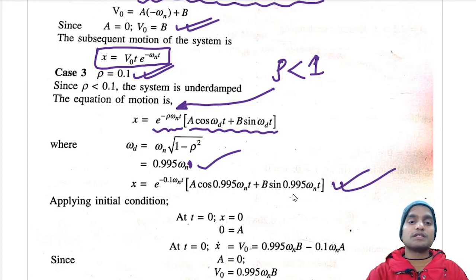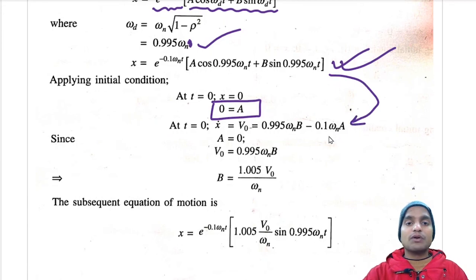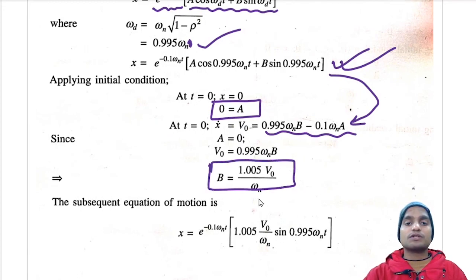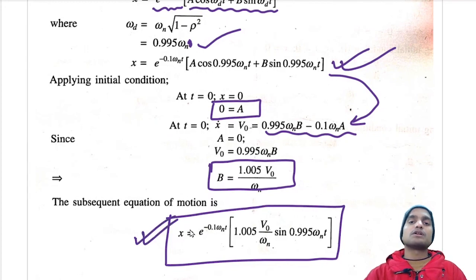Now let us put the initial condition at time t equal to 0, x equal to 0. This will give us the value of a equal to 0. Now let us differentiate this equation, and we will get v naught is equal to this. Okay, and a was equal to 0, so b value can be obtained here as 1.005 v naught by omega n. So putting the value of b in the equation of x, we will get the final subsequent equation of motion here.